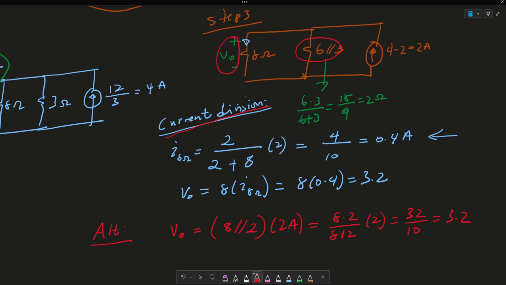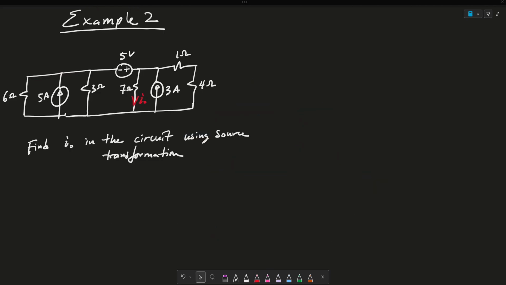Okay, let's go on to the second problem now. So this is the second problem. Again, based on the first problem, if you want to pause the video and see if you can try this one and see if you can get the solution.